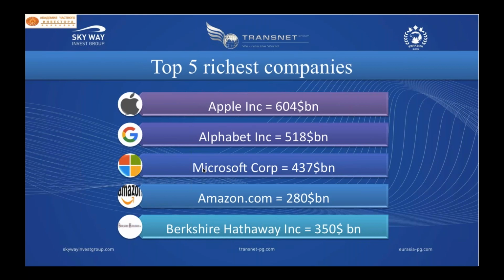If, for example, you know the amount of shares but you don't know the price, then you do 604 divided by the total number of shares, and you will end up with the price per share. But these are the top richest companies in the world.